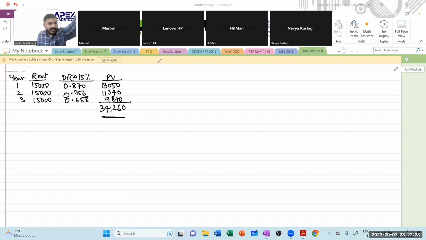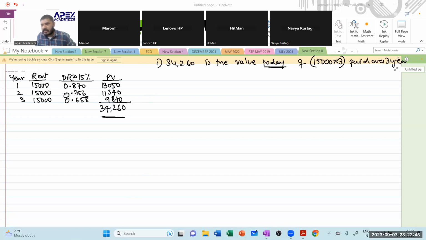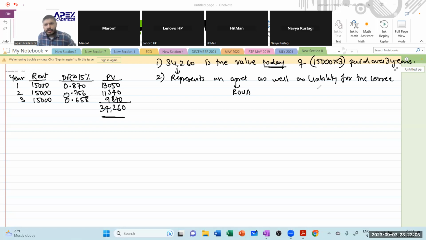Now, the first statement that I am making is 34,260 is the value today of 15,000 multiplied by 3 paid over 3 years. Second statement, this represents an asset as well as a liability for the lessee. It is an asset because he will gain a right of use. It is a liability because he has to make the lease payment.